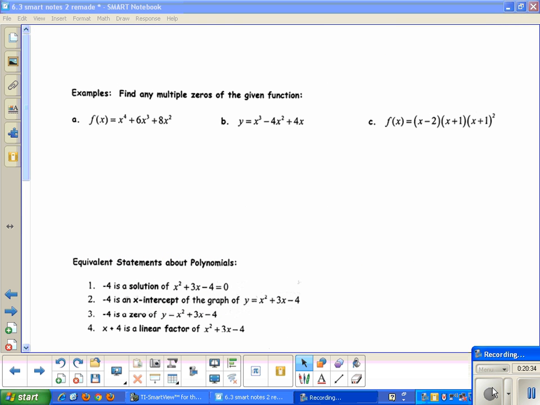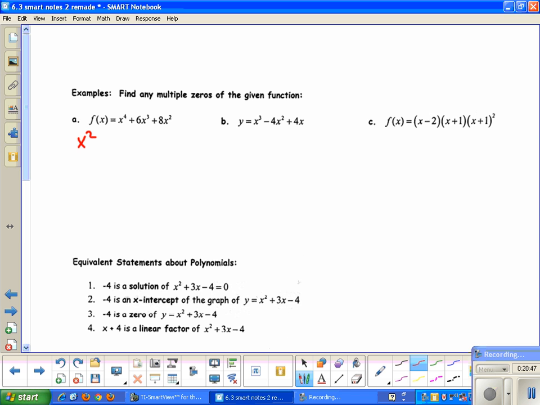Next, we're going to find any multiple zeros of the given function. Now, if you're giving your function in standard form, then the first thing you have to do to find the zeros is to factor your equation. If we look at a here, you would need to factor out a greatest common factor, which would be x squared, and then you would get x squared plus 6x plus 8, and then of course that trinomial factors further. So it factors into x plus 4 times x plus 2.